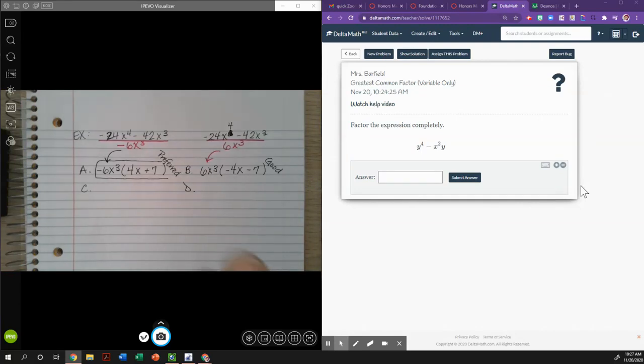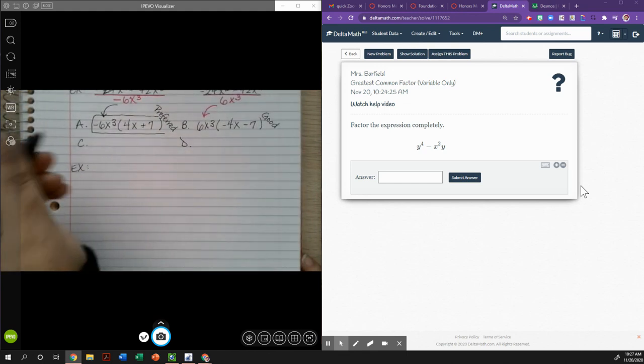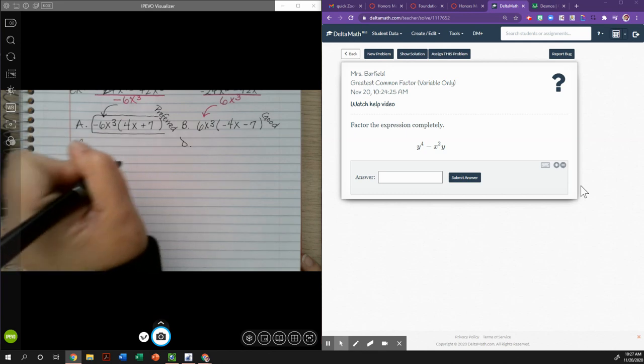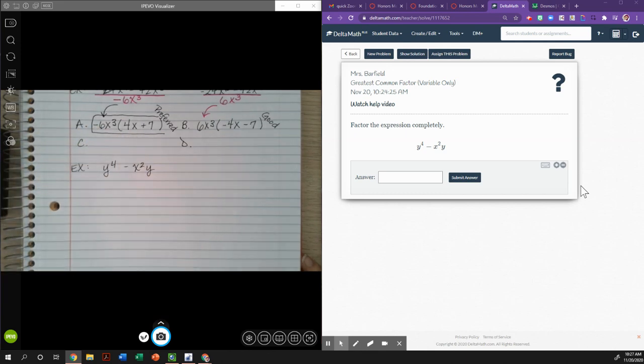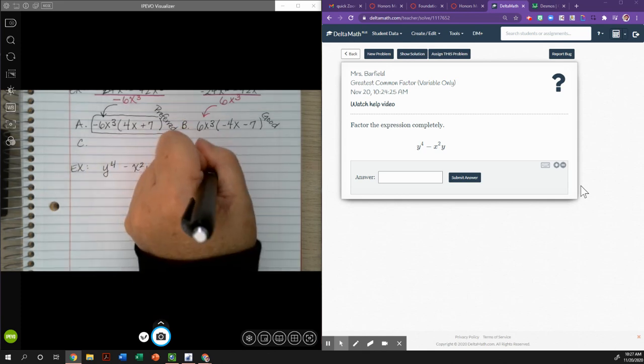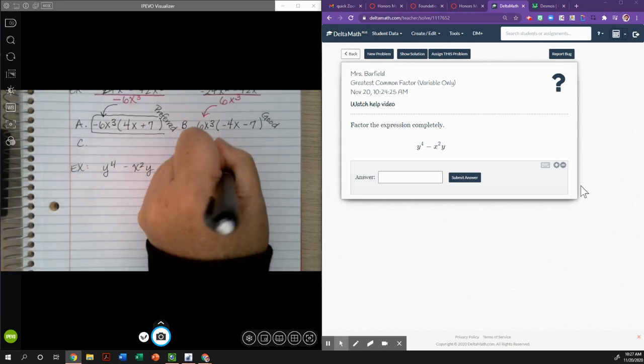So we are continuing with greatest common factor examples. All right, so you can see I've already got my example up here from Delta Math. So y to the fourth minus x squared y. All right, so now what we have to do is look at each term individually. So we have to look at y to the fourth and x squared y.